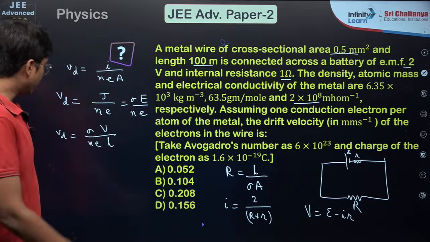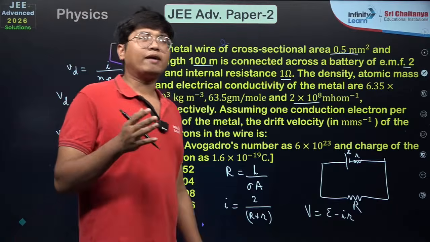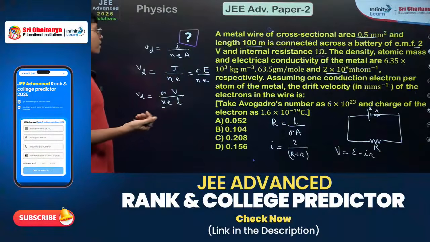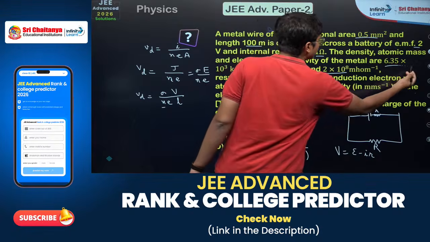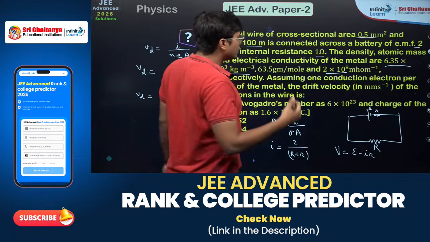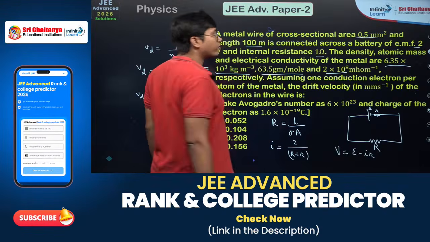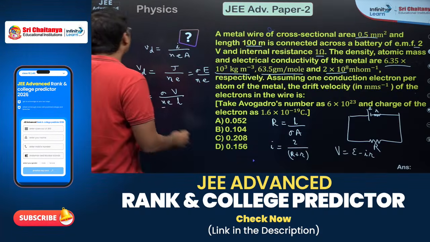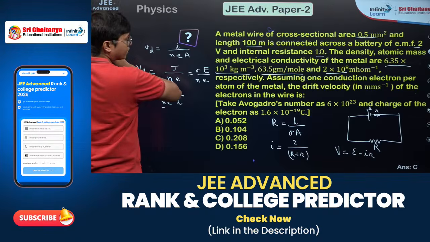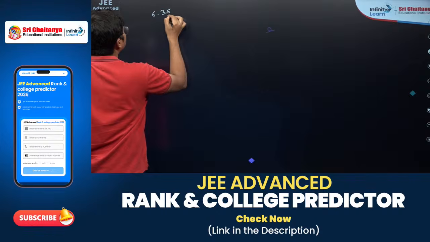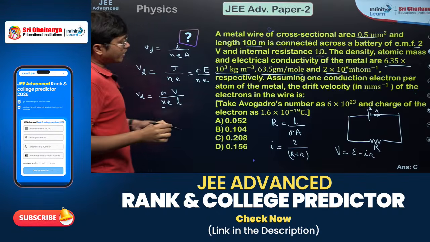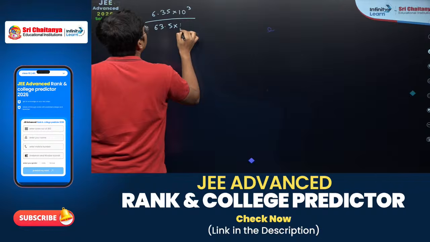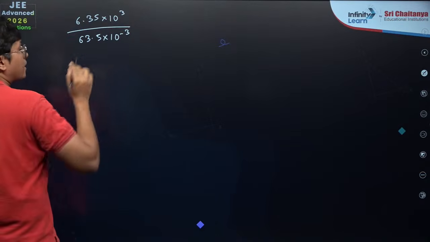The other thing you'll have to calculate is the number density. How do you get to this number density? You have similar questions even in NCERT. You see, the density of the material is provided to you, and the atomic mass is given as 63.5 per mole. You can use them to find how many moles there are per meter cube. So over here you have 6.35 times 10 to the power 3 divided by the mass of each mole, which is 63.5 into 10 to the power minus 3, because it is in grams. This gives you the number of moles.